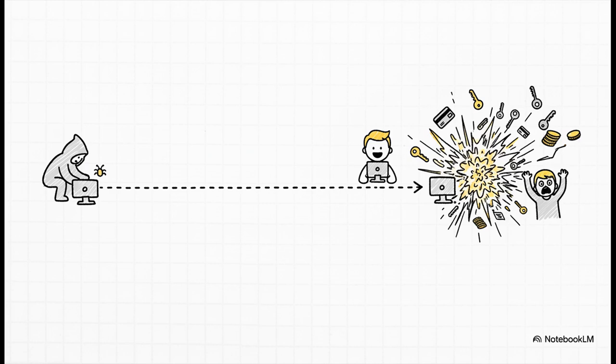And here's the really scary part. The absolute worst thing about an infostealer attack is the timing. You often have no clue you've been hit until it is way, way too late. By the time you finally notice something's off, your data might have already been packaged up, sold on the dark web, and your account's totally compromised.